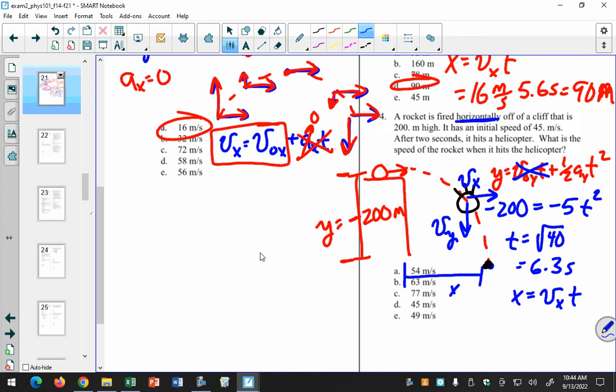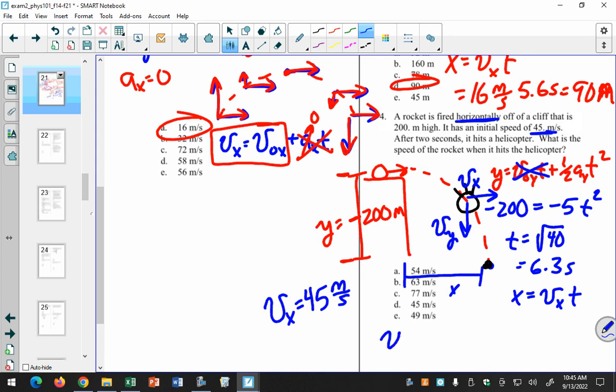Yeah, so what is it? Well, who said that? 45, that's right, Ashley. It's 45 because it started out at 45. It doesn't change. It never changes with our projectile motion problems because there's no forces in the x direction.